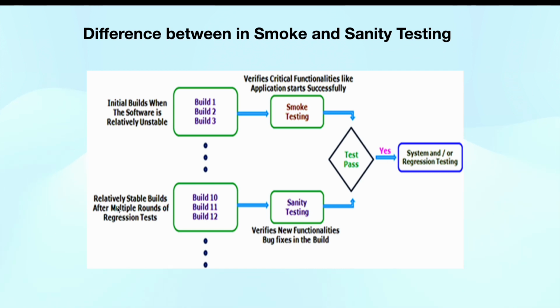But in the case of sanity testing, it is a relatively stable build. Here it is an unstable build, here it is a stable build after multiple rounds of regression tests. There could be any number of builds. Here we can see these are initial builds, then there is an increased number of builds. So verifying new functionality and bug fixes in the build, that we will call sanity testing. If this sanity test is passed, then we can go for further testing.